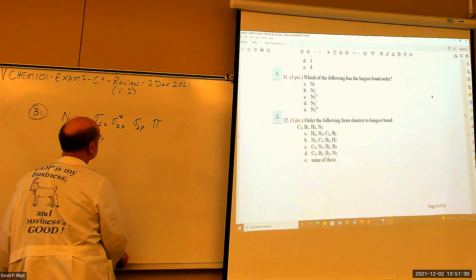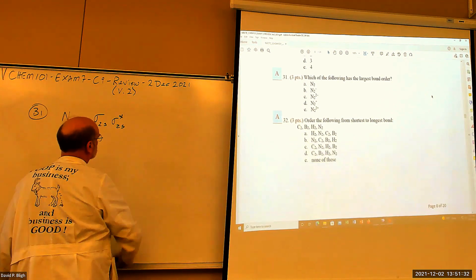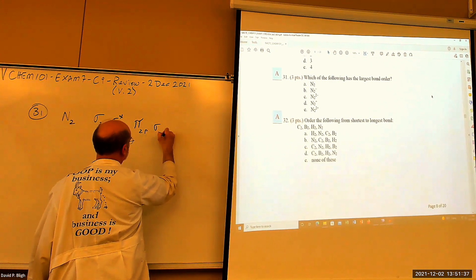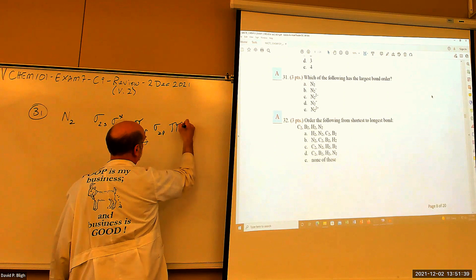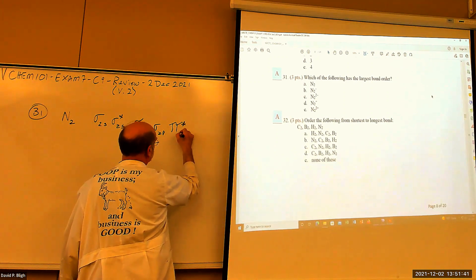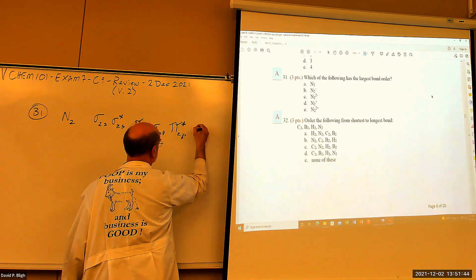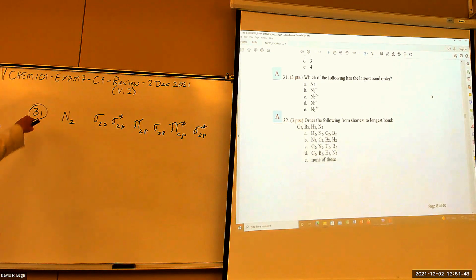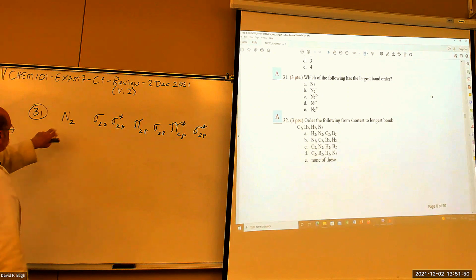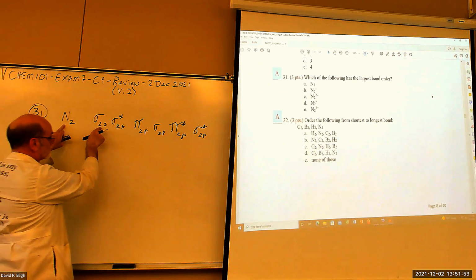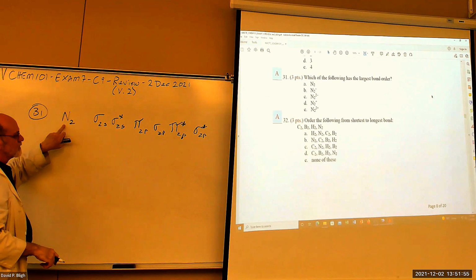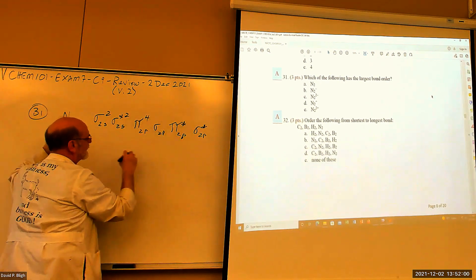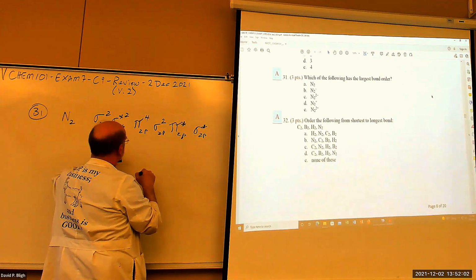Pi 2p, sigma, pi star, 2p, sigma, star, 2p. There you go. So we have 5 valence electrons in the valence shells here, 10 total. So that's 2, 4, 8, 10.